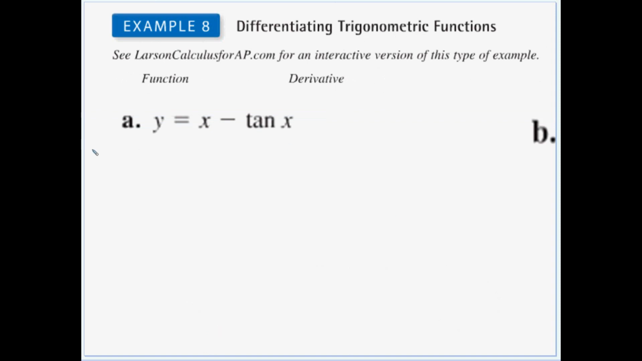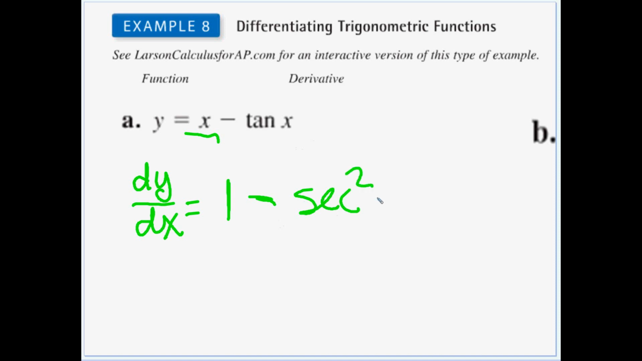Let's try it out. The first one, function y equals x minus tan x. So we just derive this in pieces. dy dx, the derivative of y with respect to x. Derivative of x is just a 1. And then we have minus. The derivative of tangent is secant squared x.